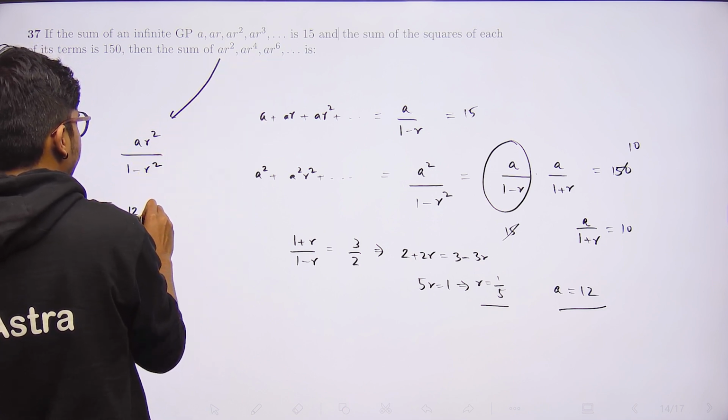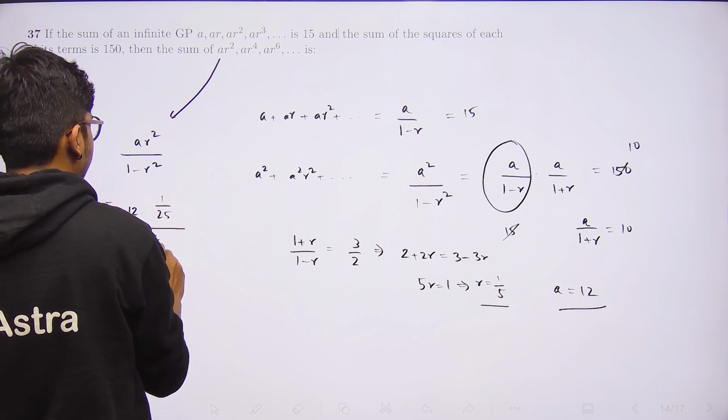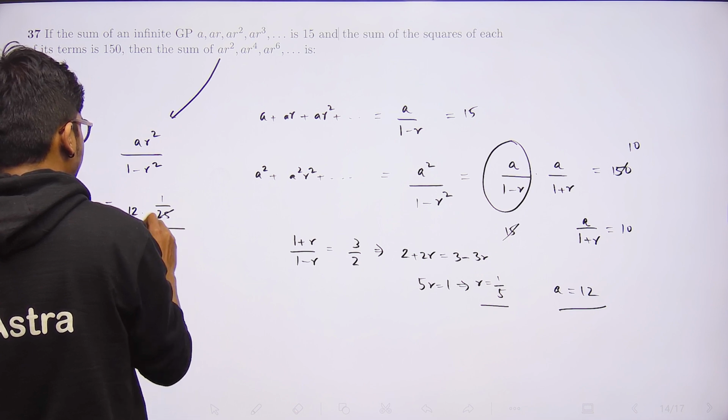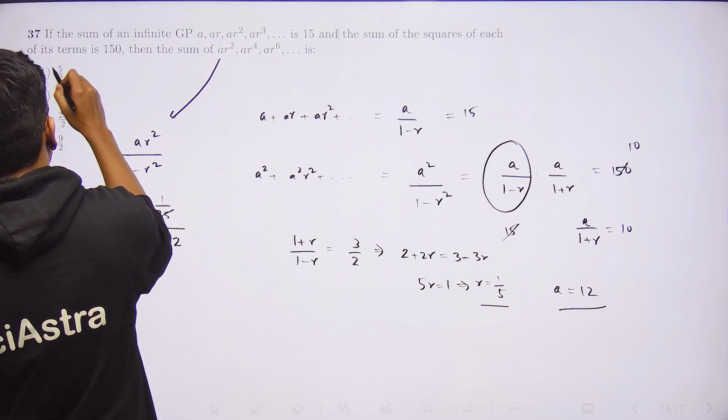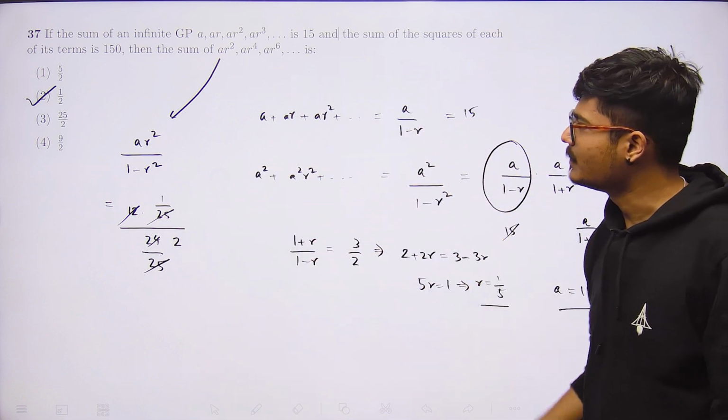तो ये क्या आ रहा है, 12 into 1/25 divided by 24/25. ये 25 cancel हो गया, 12 and 24 half, so the answer should be half, which is option 2. ठीक है, as simple as that, just the sum of a GP, that's it.